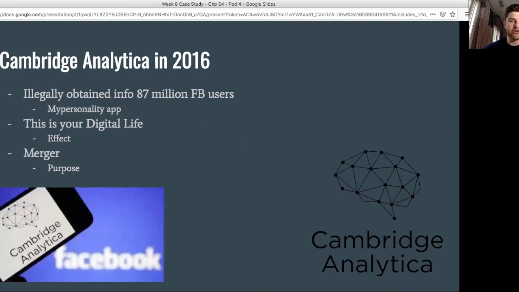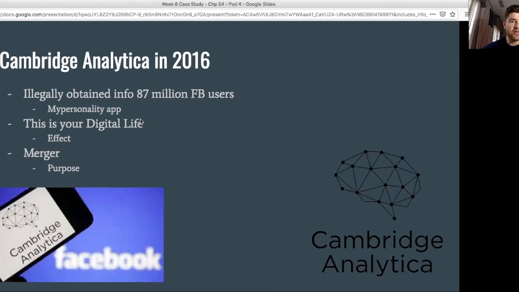Then pushing on to Cambridge Analytica in 2016. It's a British firm that illegally obtained info on 87 million Facebook users. Michael Kosinski used a My Personality app developed by David Stilwell to trace Facebook likes to personality and in turn political affiliation with an accuracy of about 85%.